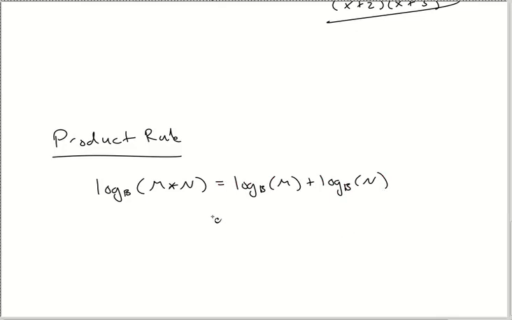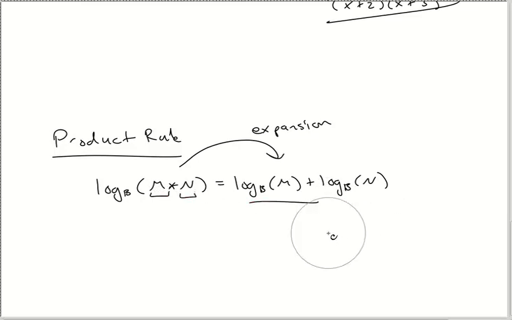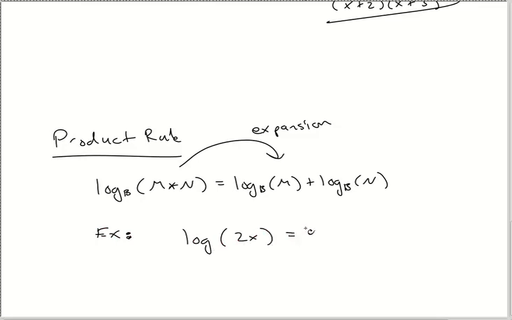Now, what I'm doing here is I'm expanding. That's a version of simplify, I guess. Expansion, close enough. So I'm making a times on the inside into a plus sign on the outside. I'm taking these two terms and I'm splitting them up into their own separate logs. This is a legal move. This is okay. Let's do a quick example. Let's say I've got log of 2x. Well, then I can split this up as log 2 plus log x.